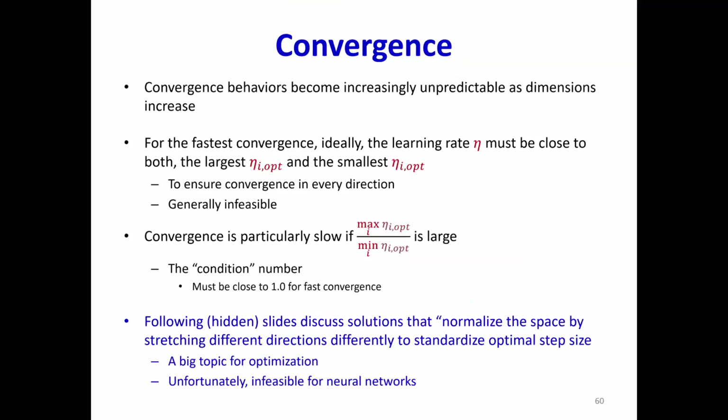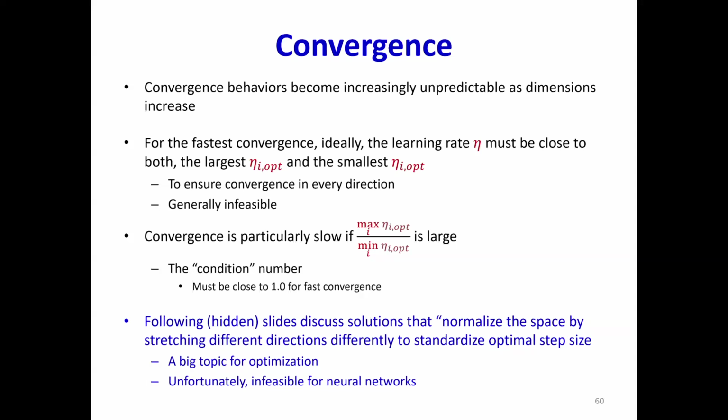So here's what happens. Convergence behaviors become increasingly unpredictable as the number of dimensions increase, because as the number of dimensions increase, you really have no idea of what the different curvatures are. Ideally, the curvature will be very similar in all directions. And so for the fastest learning, to get to the optimum very fast, you want the step size to be close to both the largest optimal step size and the smallest optimal step size. This can only happen if the two are very similar, right?